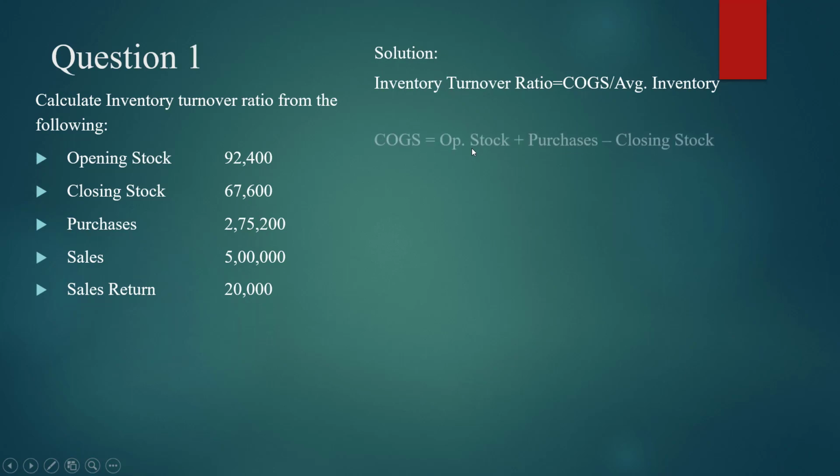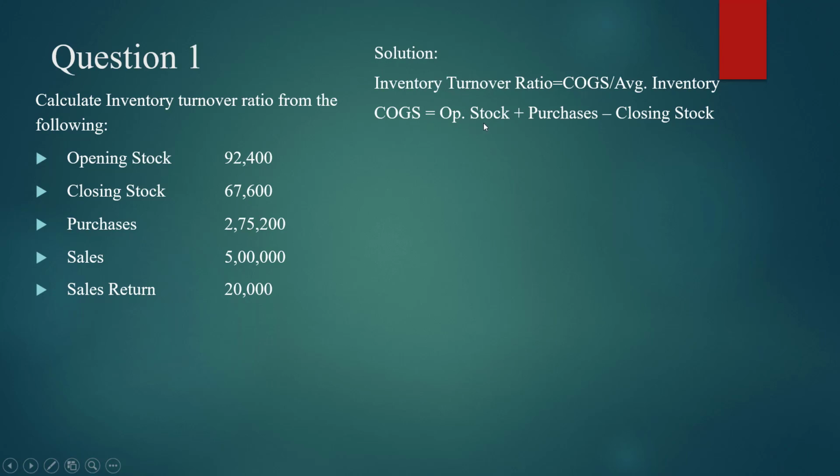Now, let's calculate the cost of goods sold first. How to calculate cost of goods sold? We calculate it as opening stock plus purchases minus closing stock. So here we have opening stock, purchases, and closing stock. We'll put these in this formula. The opening stock is 92,400, purchases is 2,75,000, and minus closing stock, that is 67,600. After adding all these values and subtracting the closing stock, we get 3 lakh. Now 3 lakh represents the cost of goods sold.